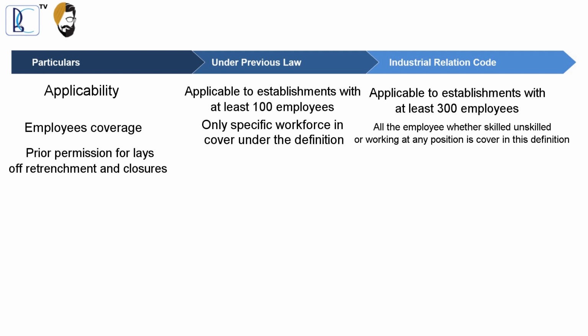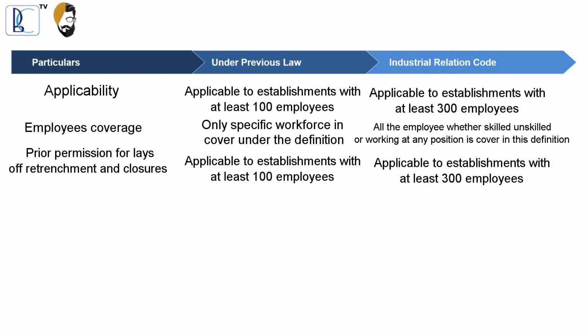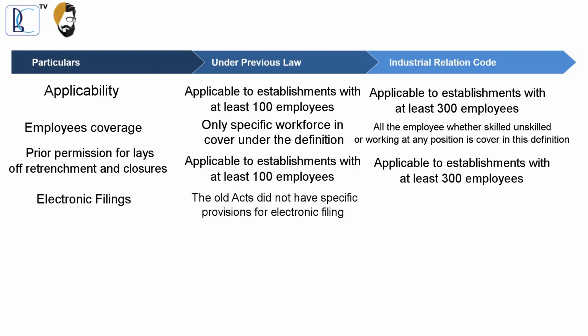Prior permission for lay-off, retrenchment and closures: previously applicable to establishments with at least 100 employees, now applicable to establishments with at least 300 employees. Electronic filings: the old acts did not have specific provisions for electronic filing. The IR Code provides that procedures and filings can be made electronically.